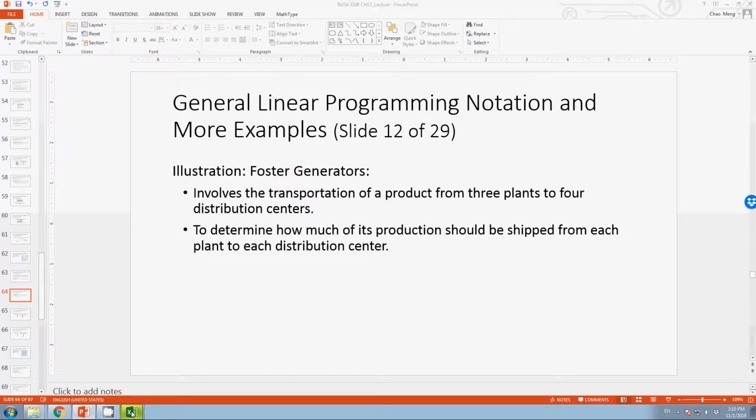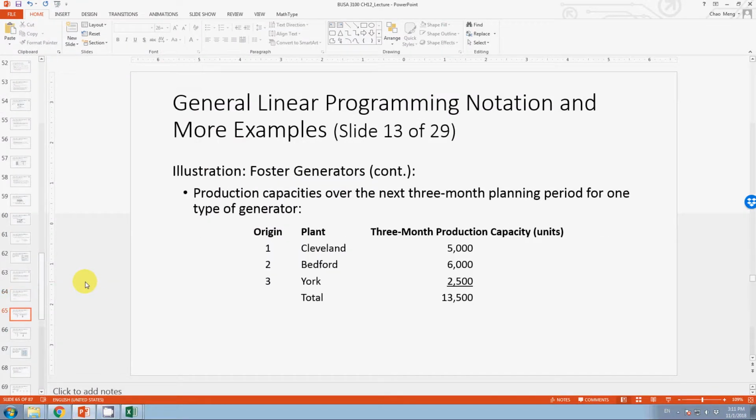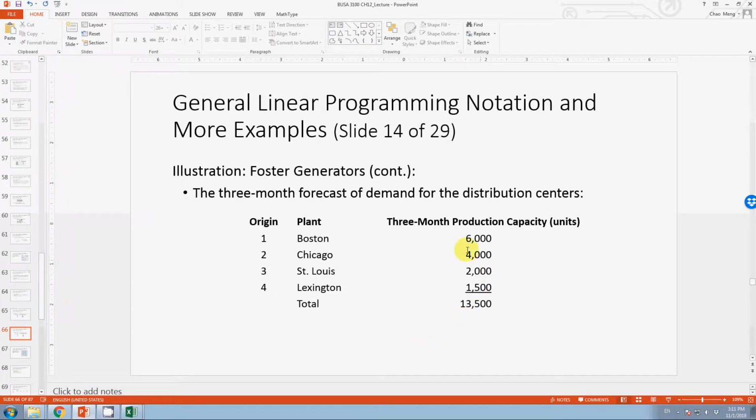So if we open the file, this is the file, but I want to give more information about that. For the origins or supply locations, we have 3 of them. Each location has a capacity. So the number of units to be shipped from each location cannot exceed the production capacity. That's the supply side. On the demand side, we have 4 demand points. All of them have their demand. So that's the supply and demand.